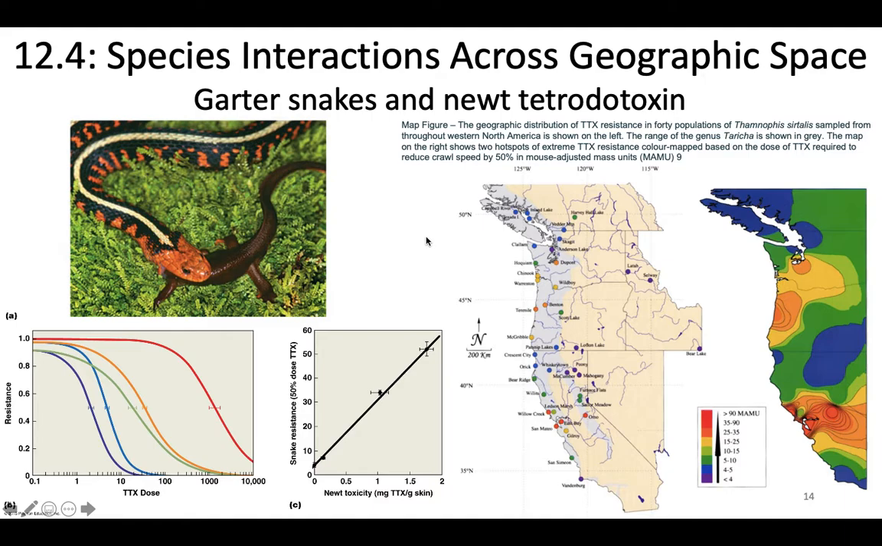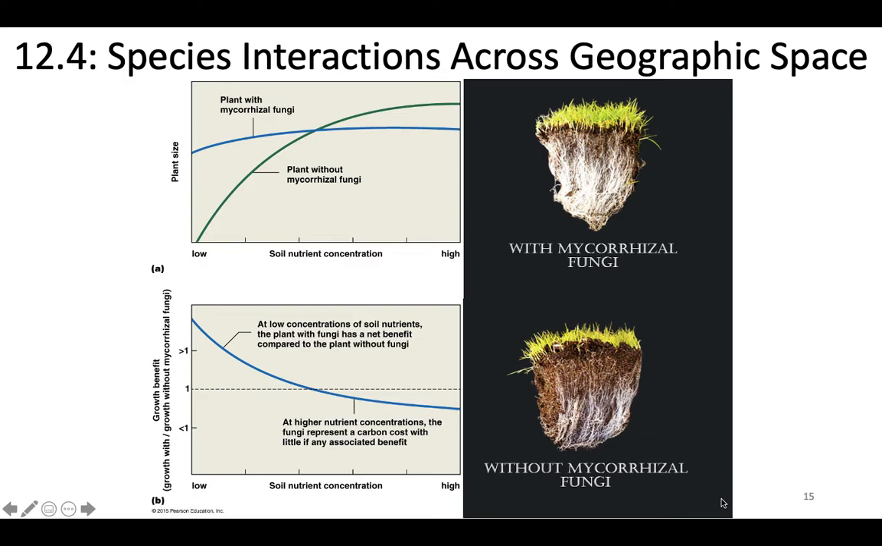Here's another great example of how species interactions can differ across geographic space. Mycorrhizal fungi, which you hopefully learned about in Gen Bio, are fungi that have a mutualistic relationship with plants. They grow near and on the roots, and they break down nutrition in the soil and make it more readily available to the plant roots. So the mycorrhizal fungi get a place to live, and the plant in return gets the release of nutrients from the soil, nutrients made more readily available by the mycorrhizal fungi.